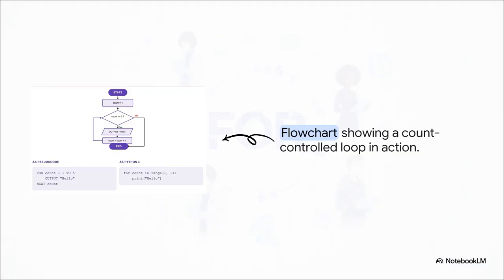Let's trace how this actually plays out inside the machine. We start by setting our count to 1. Then we hit a decision point that asks, is the count less than or equal to 5? Since 1 is definitely less than 5, the answer is yes. So we output hello, we add 1 to our count to make it 2, and we loop right back around. It keeps doing this until the count hits 6. At that point, it asks, is 6 less than or equal to 5? Finally, the answer is no, and boom! The algorithm breaks out of the loop and finishes.